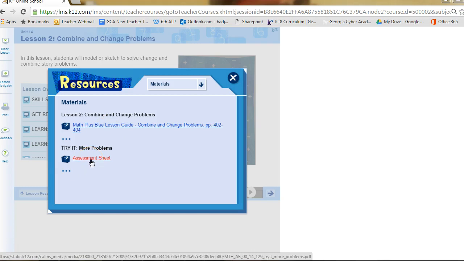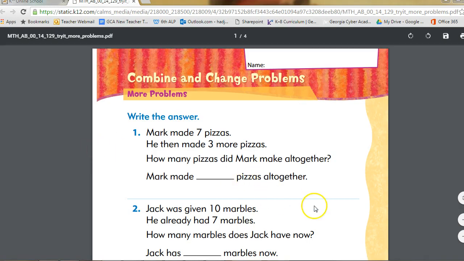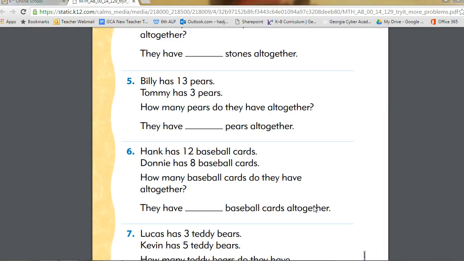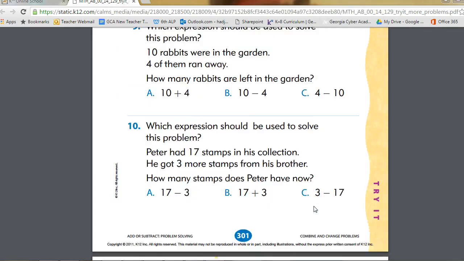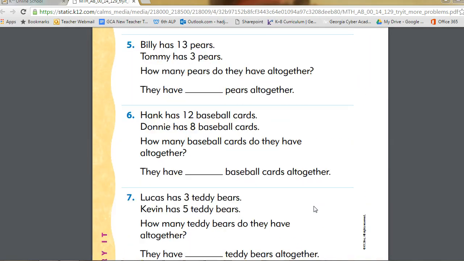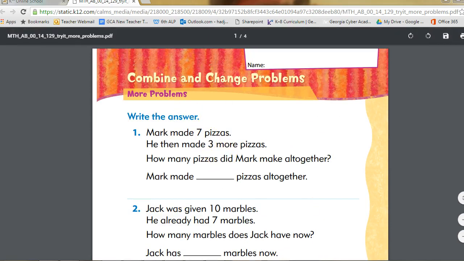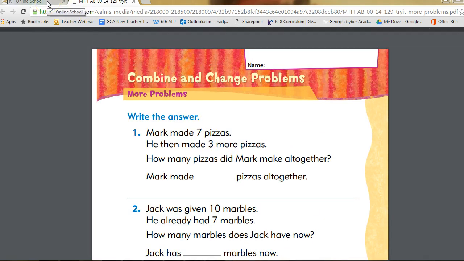The assessment sheets are your students' workbook pages that are in their workbook. Let's take a peek to see what they are so you can have those ready. Those are going to be 299, 300, and 301. So you may pause now to get those pages together, 299 to 301.